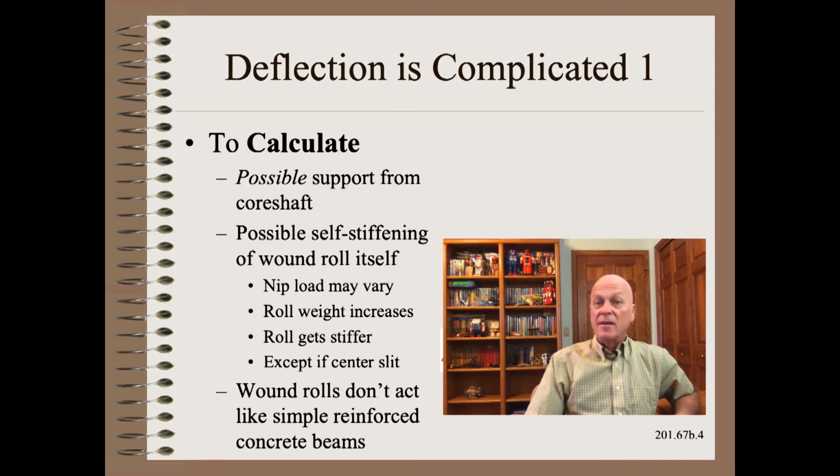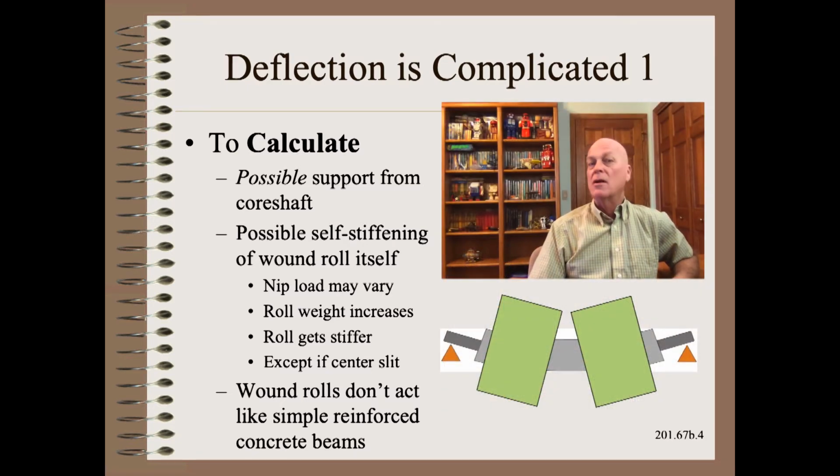Wound roll deflection is a complicated subject. First, there may be a tiny bit of support from the core shaft to help resist deflection. However, this support may be zero. For example, if the core deflects 1 millimeter and there is a 1 millimeter clearance between the core and the core shaft. Then there is the possible self-stiffening of the wound roll itself. As the roll winds, the nip load may change, the roll weight increases, and the layers of the roll above the core can cause the roll to get stiffer.